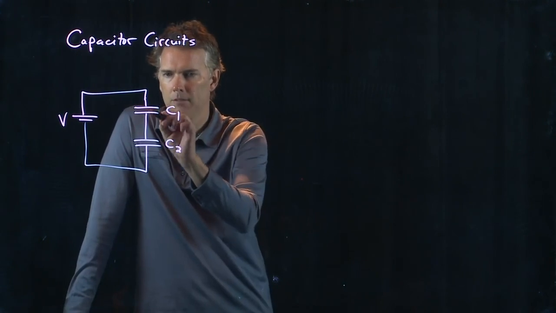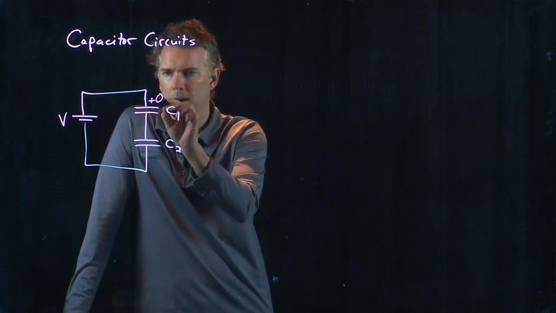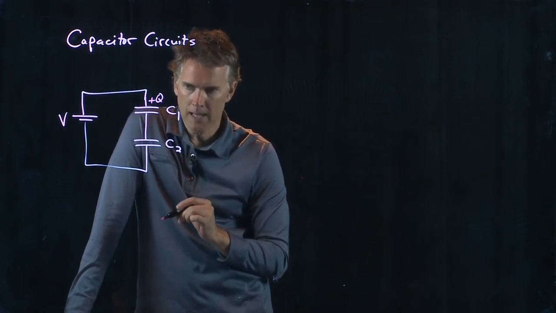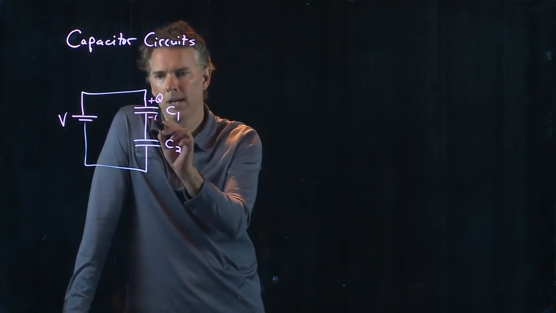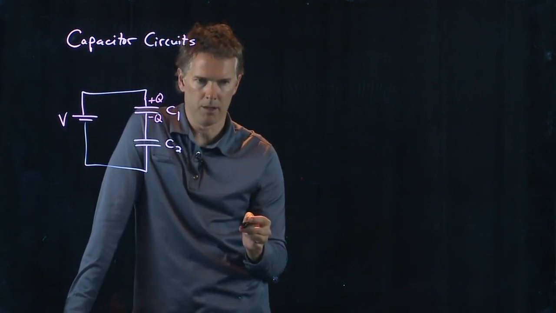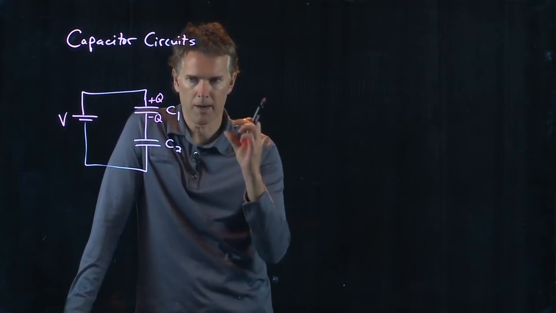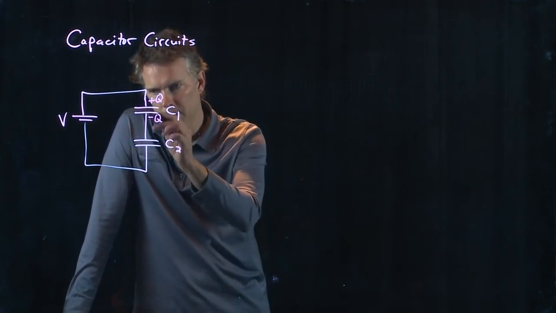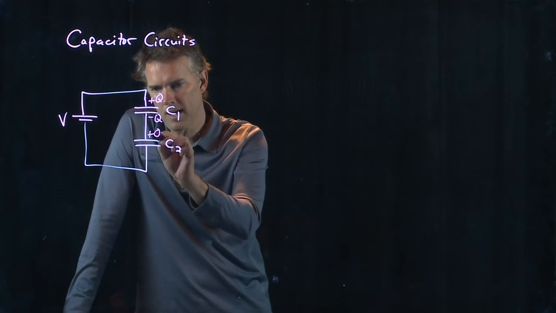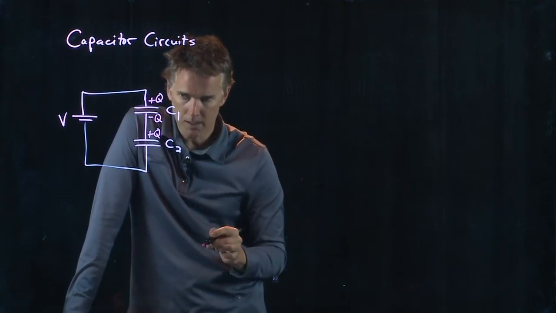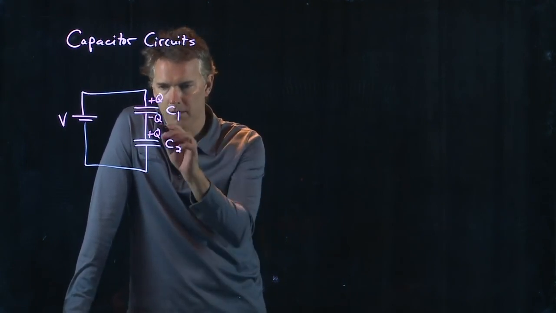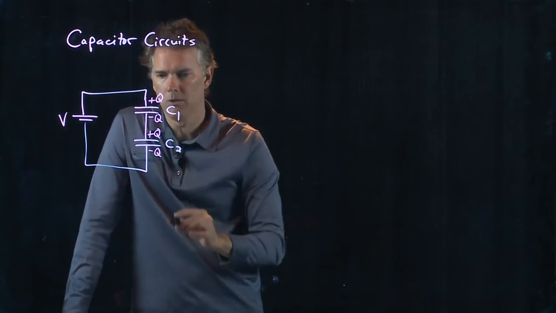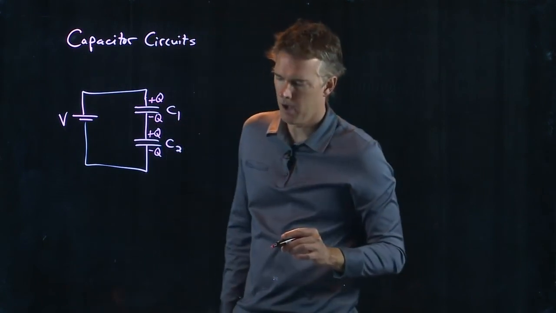On the top plate of C1, there is going to be positive Q. If there is positive Q on that top plate, then there must be minus Q on the bottom plate. The whole capacitor has to stay neutral. If there is minus Q on the bottom plate, then there has to be positive Q on the top plate of capacitor 2, and therefore there is minus Q on the bottom plate of C2.